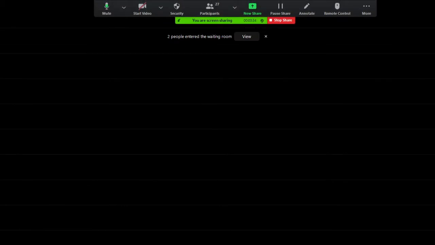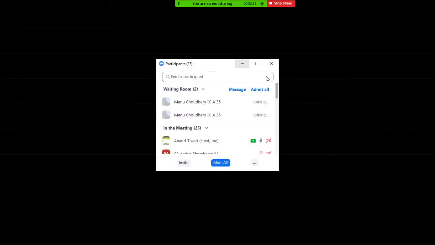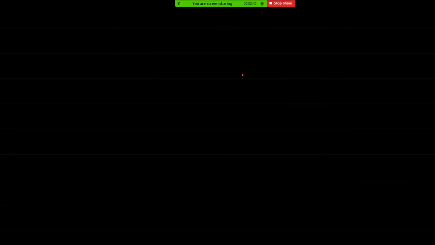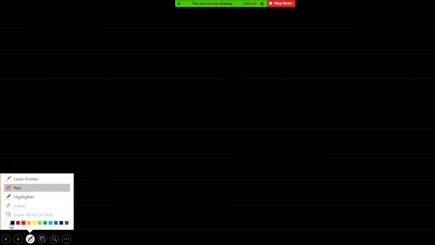So in our earlier class, we have discussed about the hit and trial method for balancing of the chemical equation. So we have done a couple of examples.